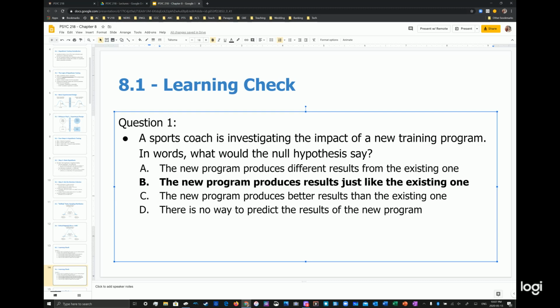So the best answer for this question then, I just corrected the typo, is that the new program is going to produce results just like the existing one. That means it's not going to change anything. That means there's no difference. That means there's no effect. That's the null hypothesis. So that means the whatever sports team that is, be it a football team or a soccer team or some large team sport, or it could even be a tennis team, doesn't matter.